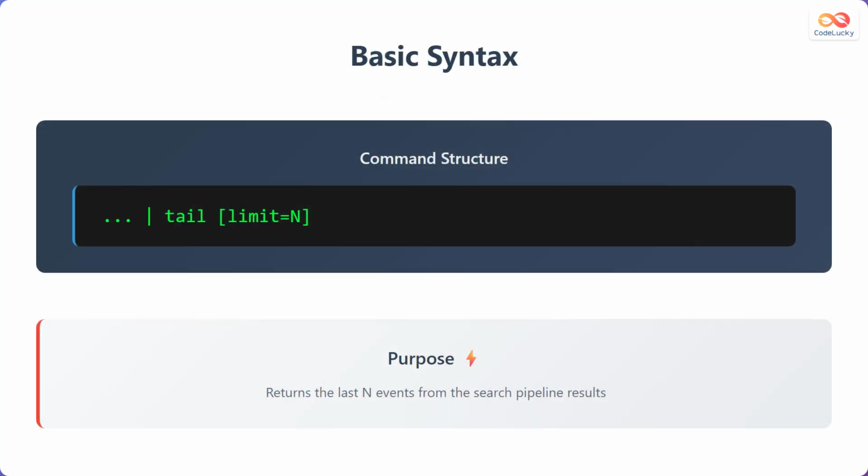The tail command follows a simple and straightforward syntax. You pipe your search results into tail, followed by an optional limit parameter. The basic structure is your search query followed by a pipe symbol, then tail, and optionally limit equals n, where n is the number of events you want to retrieve. The purpose of this command is to return the last n events from your search pipeline results, giving you access to the most recent data points.